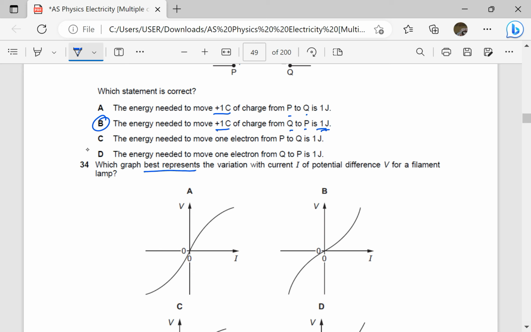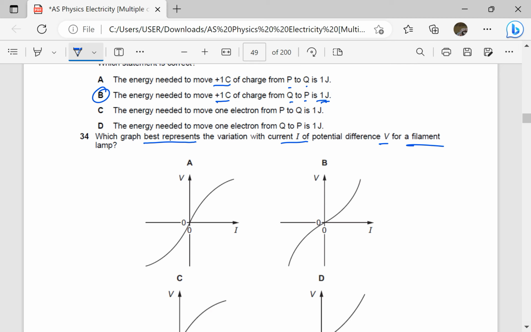Which graph best represents the variation of I with potential difference V for a filament lamp? Of course, for a filament lamp, remember, as PD increases, the current increases, but there is a point where even though PD increases, the change in current becomes smaller. That is, the resistance increases because the temperature of the filament increases. Therefore, our answer is going to be B.